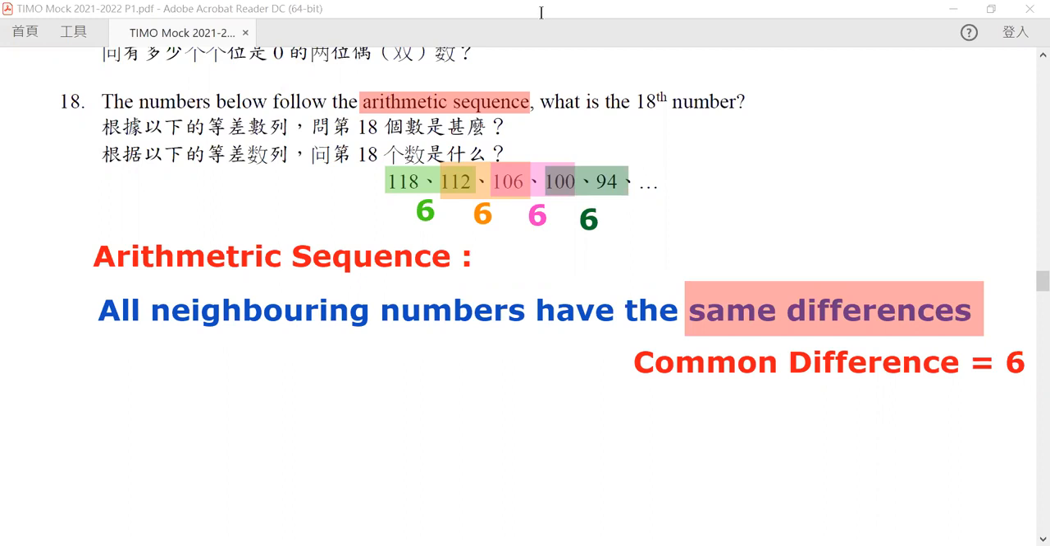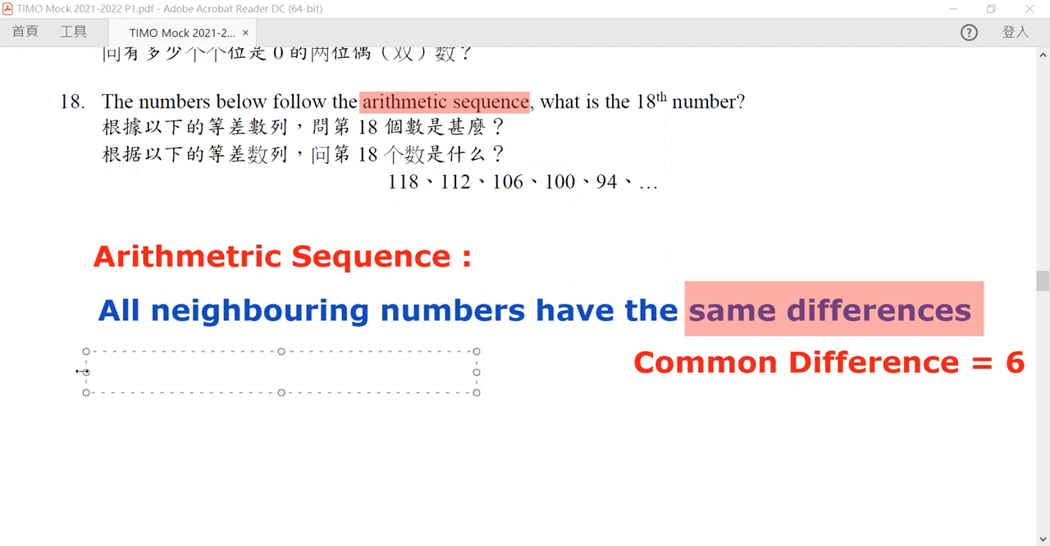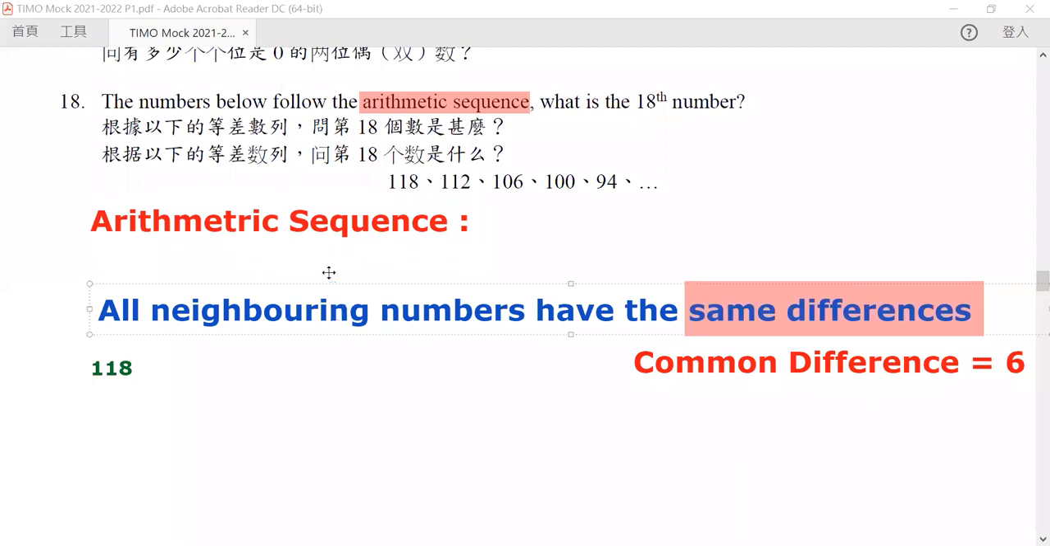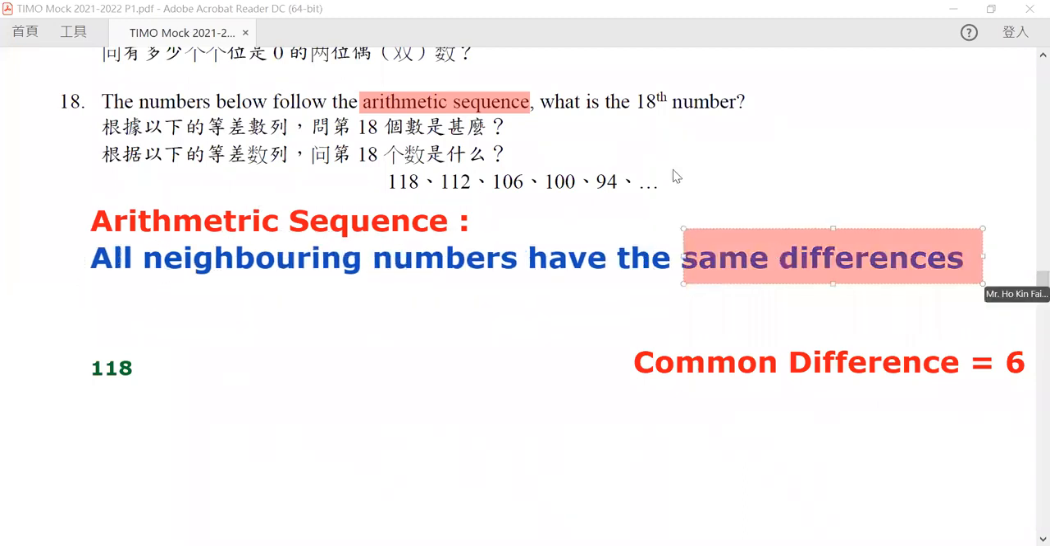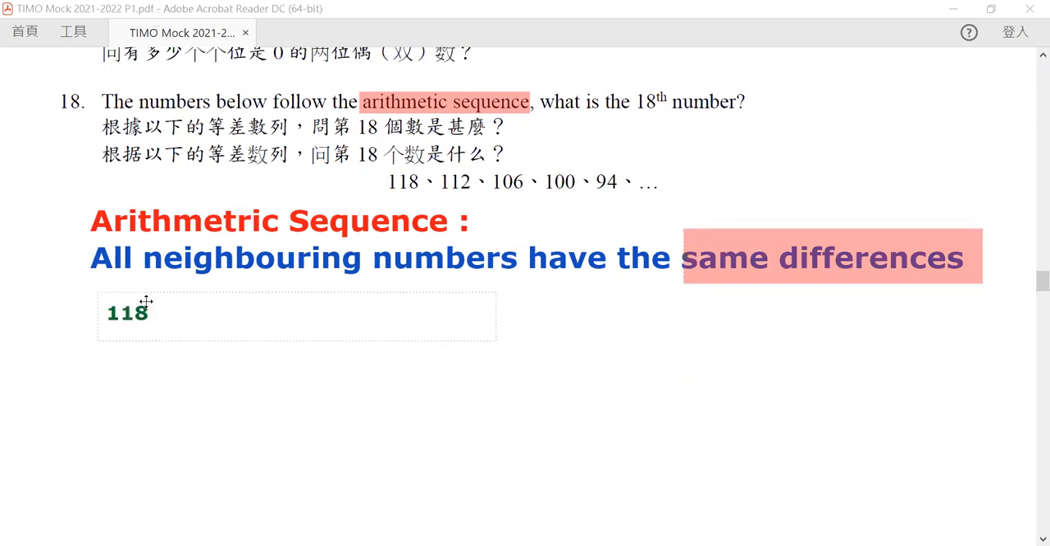So in the following sense, you can see that for all the numbers after the first number, we keep on subtracting 6 from our series. Our first number is 118. This is our first number. Now let's proceed to find our answer.